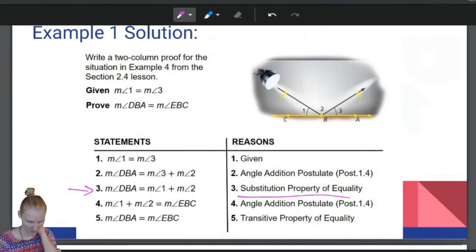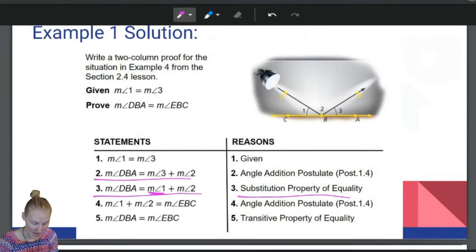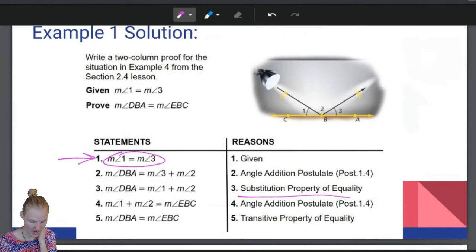Okay. But yeah, they had measure of angle DBA is measure of angle 3 plus measure of angle 2. They substituted. Notice how step 2 and step 3 are the exact same, except instead of writing angle 3, we wrote angle 1. And that's substituting this right here: measure of angle 1 is the same as the measure of angle 3. And then they knew that EBC is equal to 1 plus 2. Angle addition postulate, we did that too.